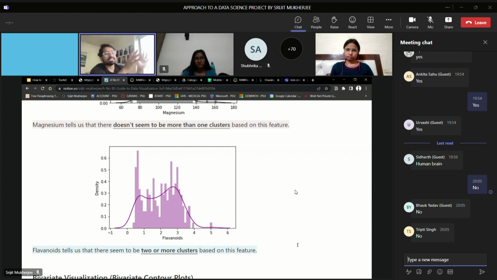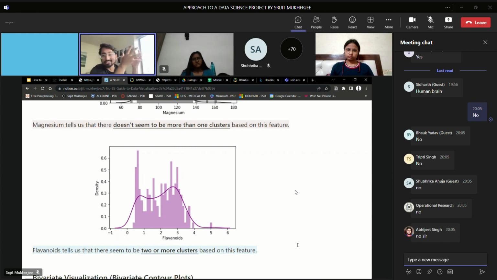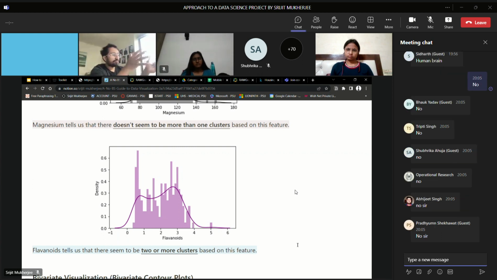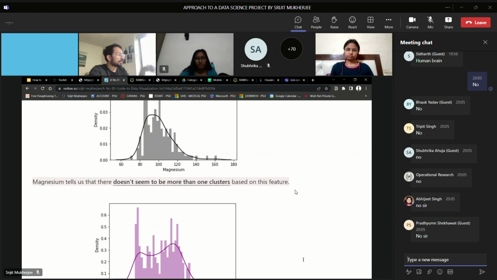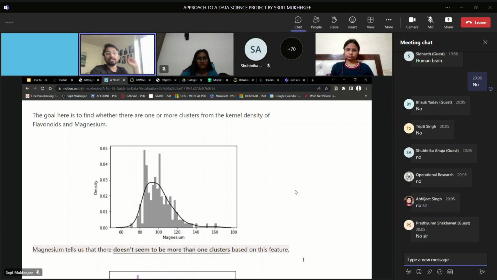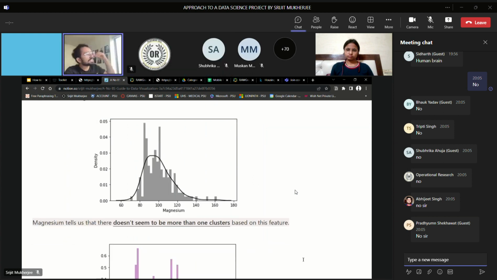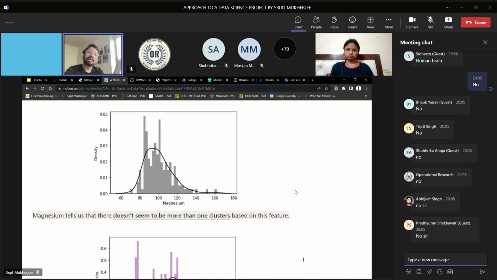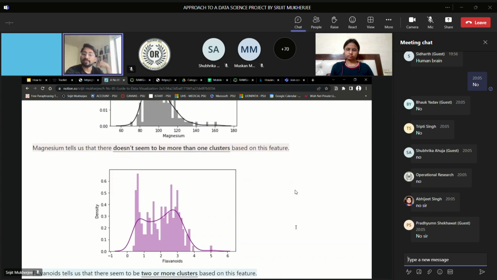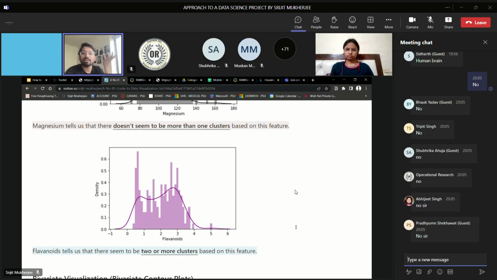But essentially the goal is that this whole data set tells you that flavonoids indicates there are probably two different types of wines, because you see two different types of behaviors. They cannot come from the same wine, right? While magnesium tells you that there's probably only one cluster. So you can instantly understand that magnesium is a bad feature for expressing the clustering, while flavonoids is a better feature for exploring and understanding the clustering, the similar behavior.